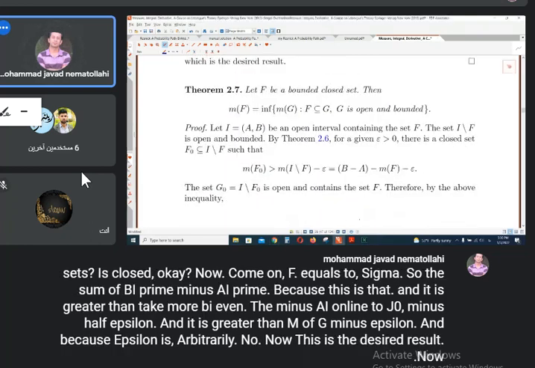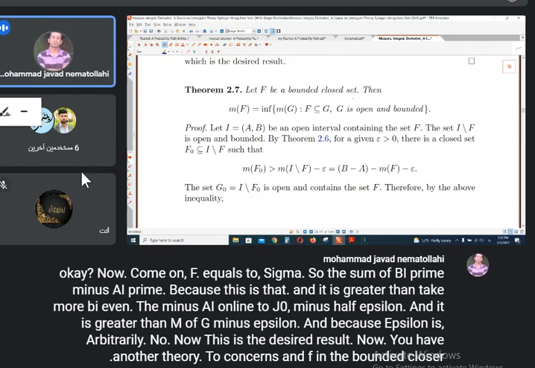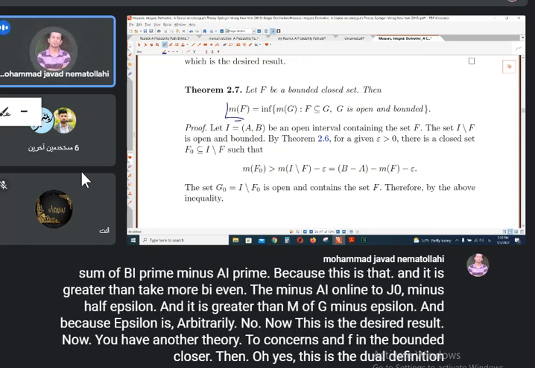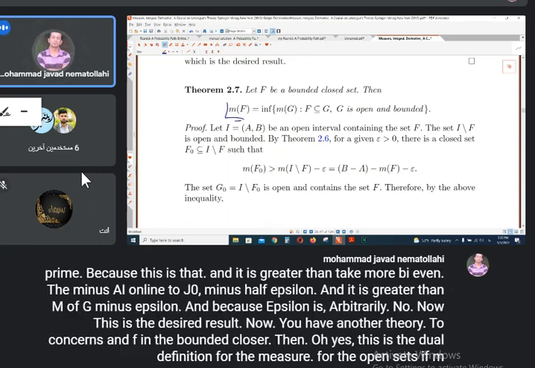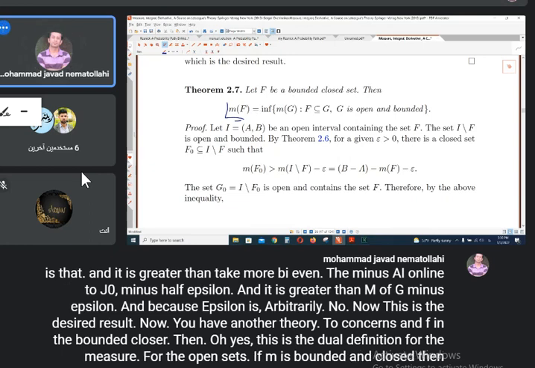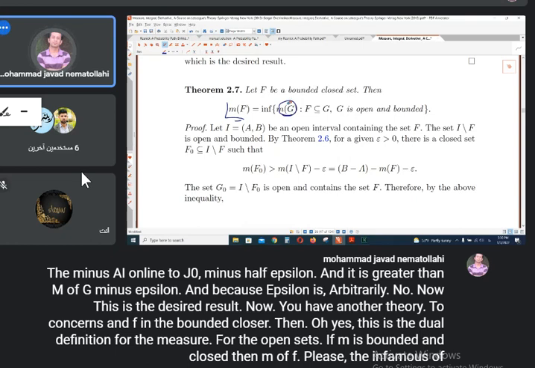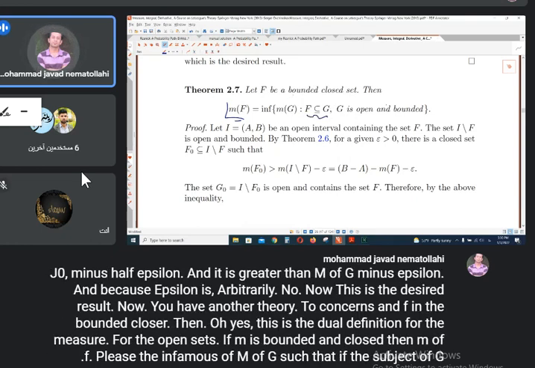Now, we have another theorem. Theorem 2.7 says: F is a bounded closed set. Then this is the dual definition for the measure for the open sets. If F is bounded and closed, then M of F is the infimum of M of G, such that F is a subset of G, and G is open and bounded.